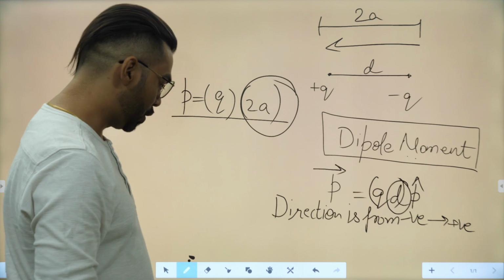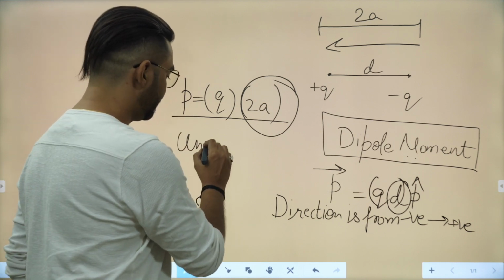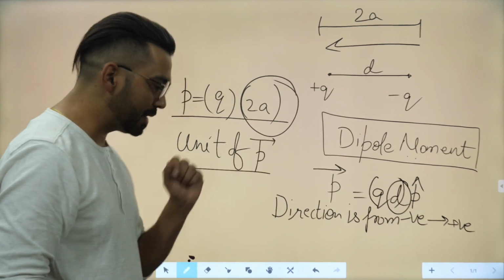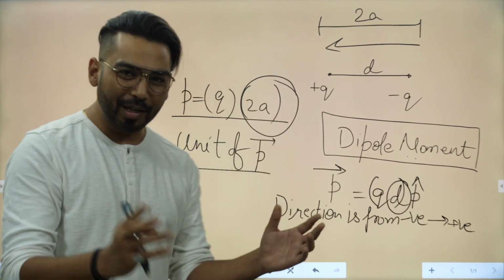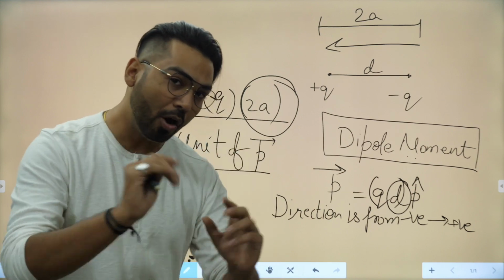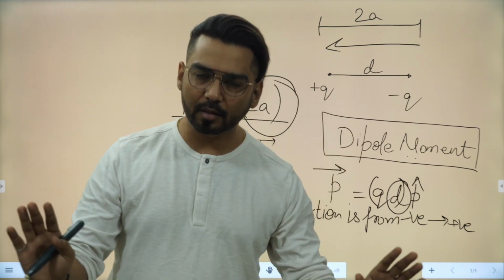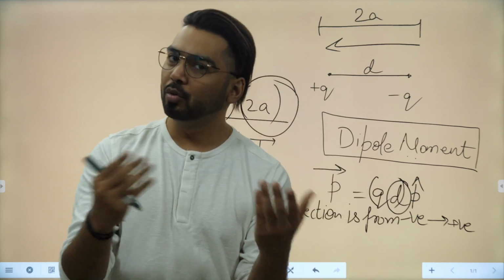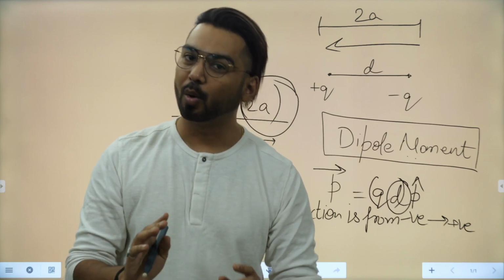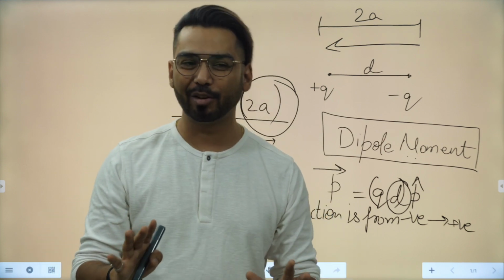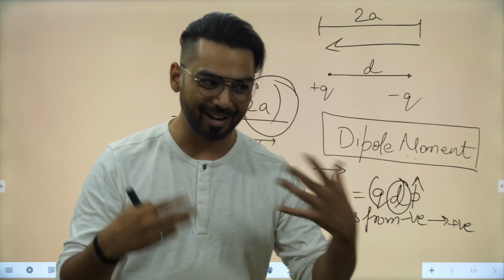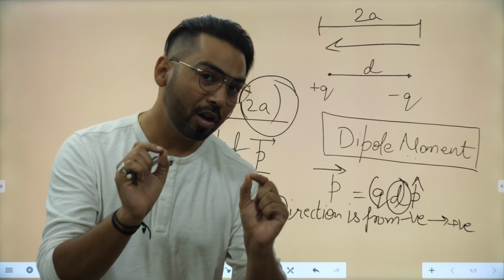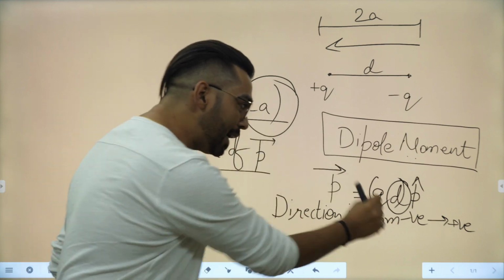Second thing is the unit. The unit of dipole moment, I am representing it with a P vector, so you can guess the unit. How do we guess the units? Guys, these are very basic things which you must be aware of in physics. Whenever you see a formula, you can guess the units. You don't have to remember the units. You don't have to panic and start cramming if you can't remember. You can always guess the units by looking at the formula.